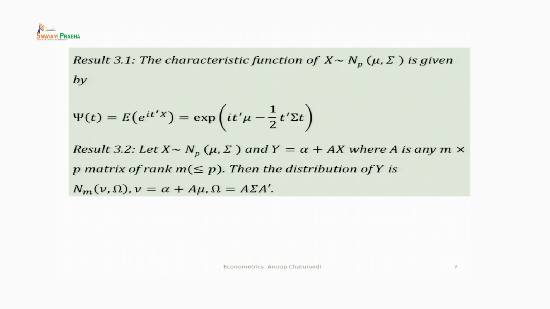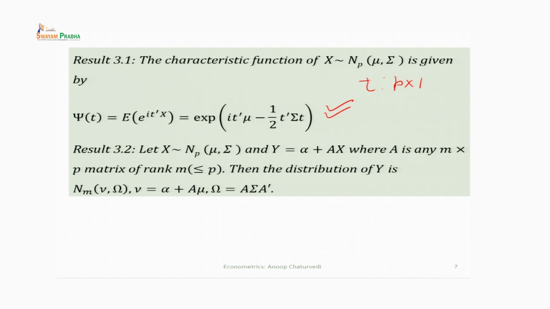Again, you can easily derive the characteristic function of x, which is defined as expectation of e to the power i t transpose x, where t is a p cross 1 vector. So, the characteristic function of x, where x follows N_p(mu, sigma), is given by psi(t) is equal to e to the power (i t transpose mu minus half t transpose sigma t). So, this is the expression for the characteristic function of a p-variate normal distribution having mean vector mu and variance covariance matrix sigma.